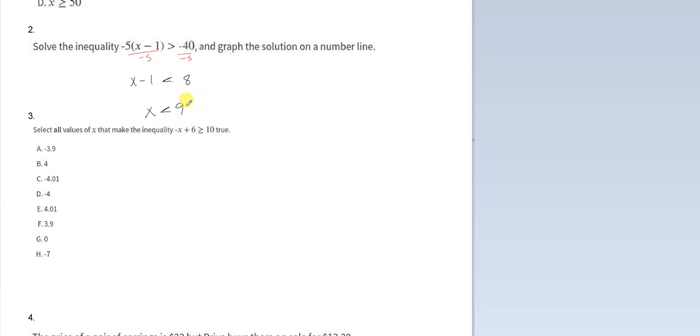Okay, so let's try it out. Pick a number that's smaller than 9. 0, right? If 0 makes this true, then we know that it's right. All right, so 0 minus 1 is negative 1. Negative 1 times negative 5 is positive 5. Is positive 5 greater than negative 40? Yeah. So we know that we've chosen the right sign. It's always a good idea just to go back and check to see if you picked the right one.